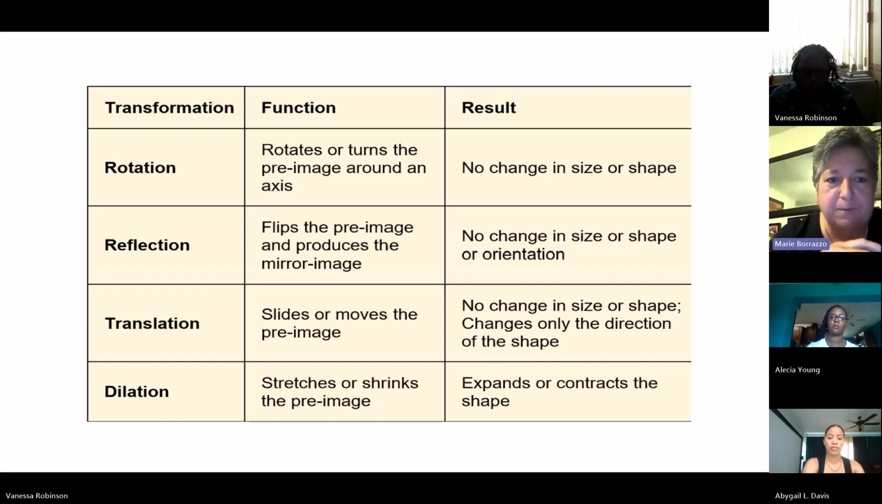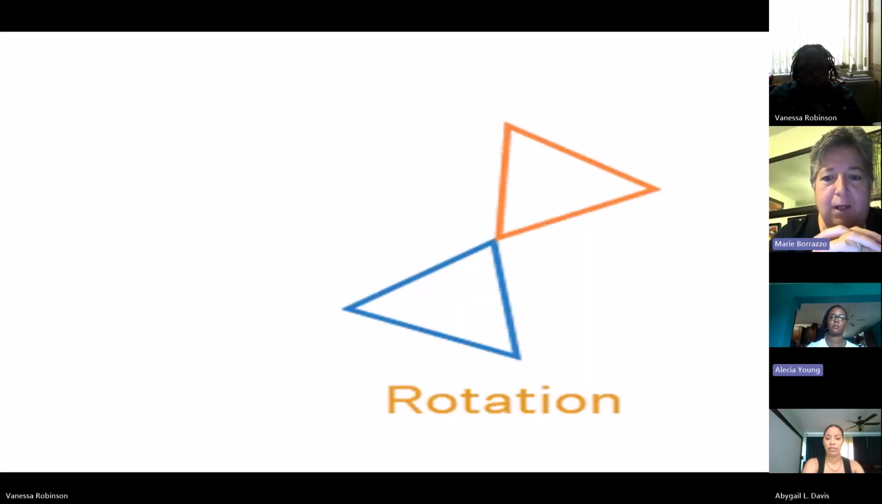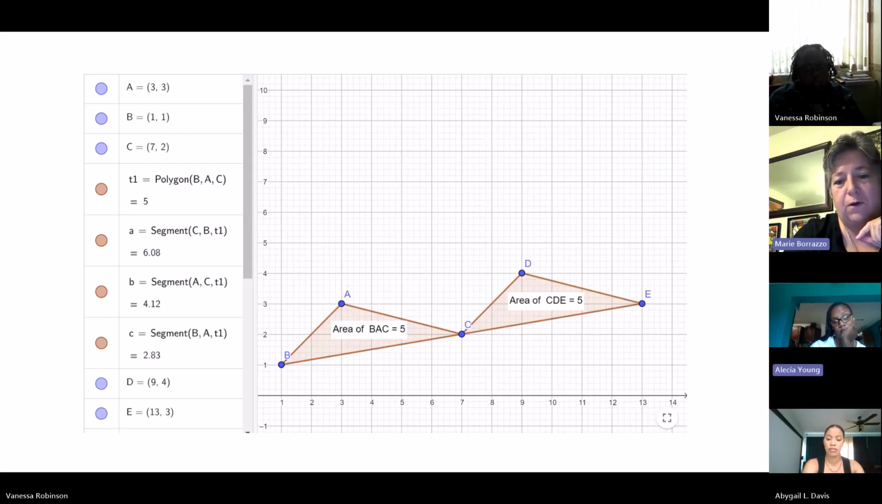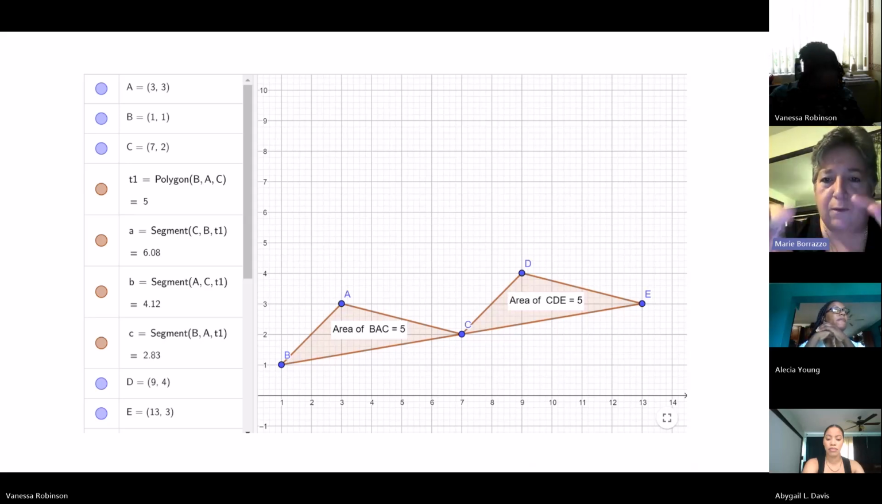For example, a rotation. Simply looking at a rotation, in this case, if you notice point C, I rotated the object and moved it over. There are multiple ways of checking this in GeoGebra, and it will rotate around that particular point.